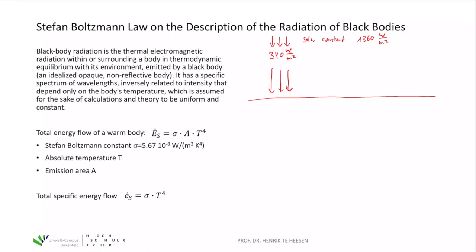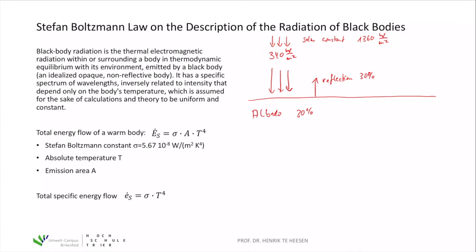hits the surface. On one hand, we have a reflection of this radiation due to the albedo, so the ability of the surface to reflect this electromagnetic radiation back into the universe, and that reflection is about 30%. So 30% of the radiation is directly reflected and does not heat up our idealized Earth, so this black body. So the albedo of Earth is about 30%, and we can just use 70% of this 340 watts per square meter to heat up our black body.